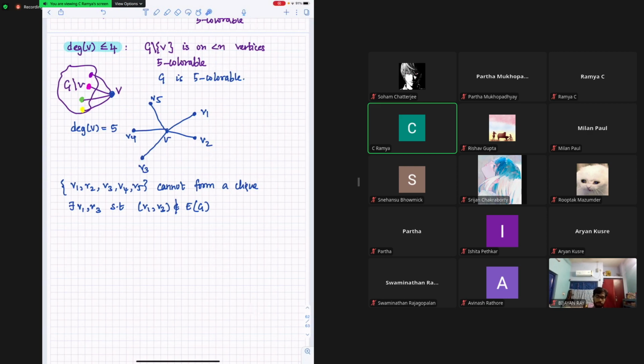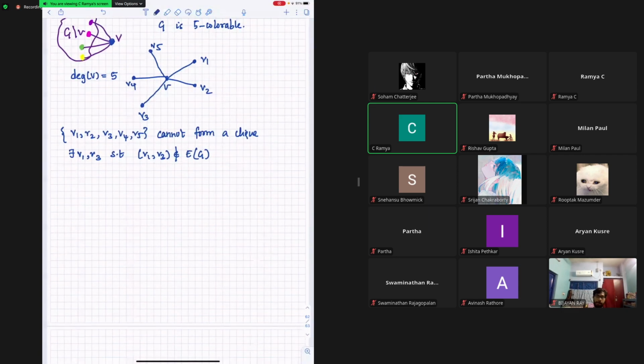Is this clear? Like whatever I just said, or was it too fast? Yeah, it's clear. So this directly saying that just color these two with the same color is not the right way to do it. Right? That should be clear. Right? So we have to do something clever.